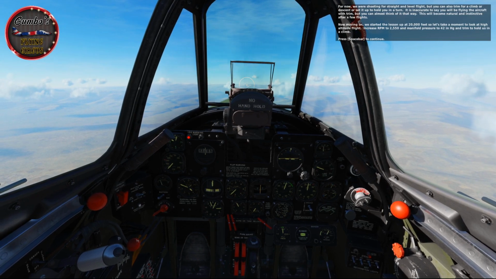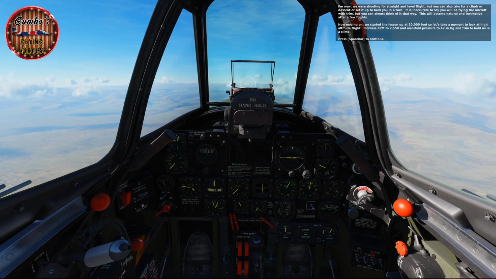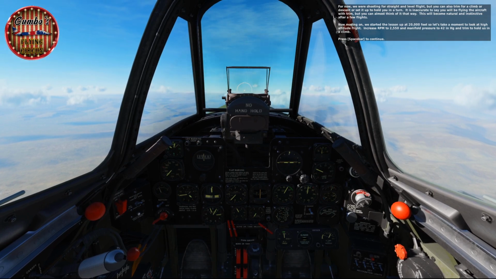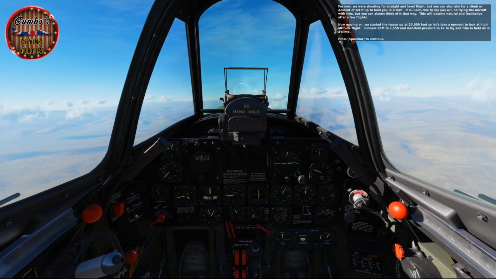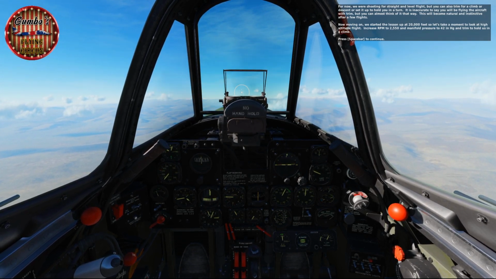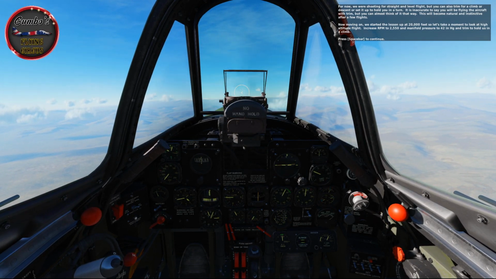For now, we're shooting for straight and level flight, but you can also trim for a climb or descent, or set it up to hold you in a turn. It's inaccurate to say you'll be flying the aircraft with trim, but you can almost think of it that way. This will become natural and instinctive after a few flights.